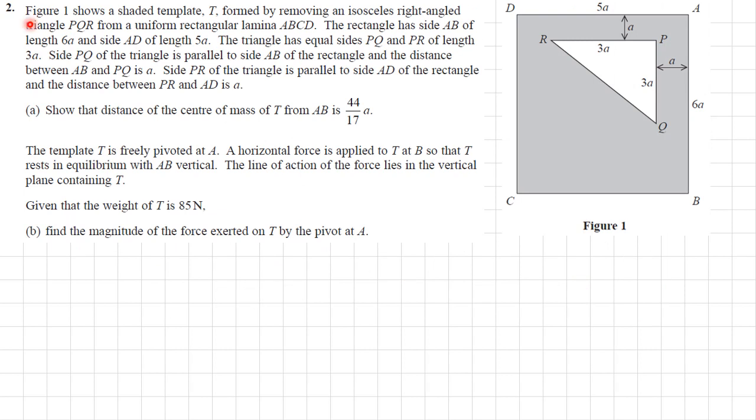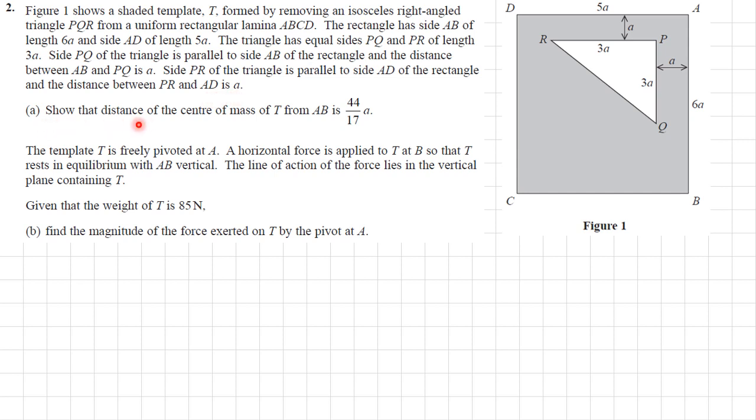Question 2. Figure 1 shows a shaded template T formed by removing an isosceles right-angled triangle PQR from a uniform rectangular lamina ABCD. The rectangle has side AB of length 6a and side AD of length 5a. The triangle has sides PQ and PR of length 3a. The side PQ of the triangle is parallel to the side AB of the rectangle, and the distance between AB and PQ is a. Side PR of the triangle is parallel to the side AD of the rectangle, and the distance between PR and AD is a.